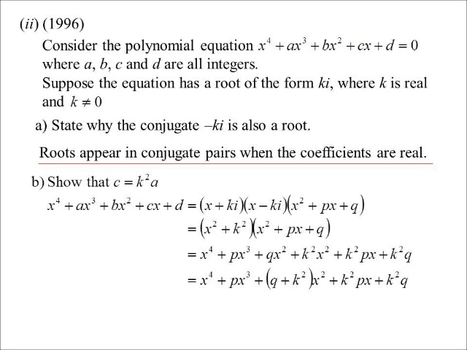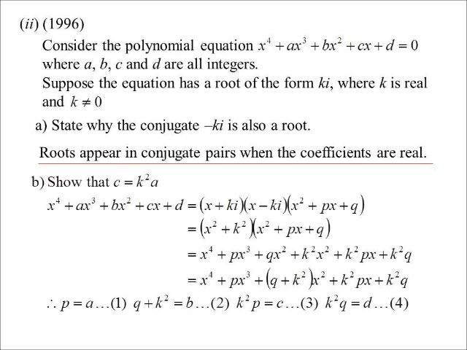Then I expanded the whole thing out. And now I'm going to use the idea we saw back in quadratics. Remember quadratic identities, where we said the coefficient of x squared equals the coefficient of x squared, and so on? Well, that's true for all polynomials. So the coefficient of x cubed must equal the coefficient of x cubed, so p is equal to a. The coefficient of x squared equals the coefficient of x squared, so q plus k squared is b, and so on. So I've now come up with 4 equations.